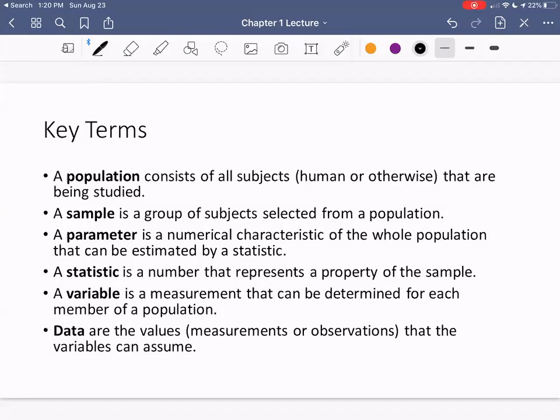And then a variable is basically a measurement, so we can say it's a variable, all right? And you'll see that here. And then the last one is the data. They are the actual values, the measurements that you're taking.